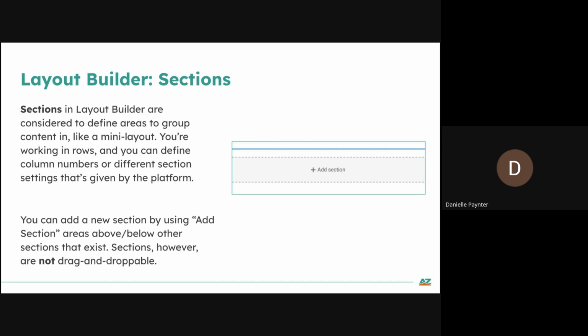You're able to add to this by just clicking add section in the areas above and below content that already exists. However, these aren't drag and droppable. So if you change it or something got messed up, you need to remove it completely and re-add it. Same with changing columns, and I forgot to mention that. If you need to change a column from 1 to 2, you will have to remove the section and re-add it.